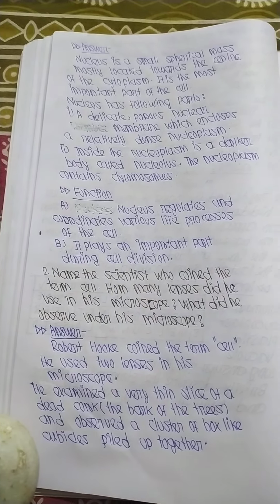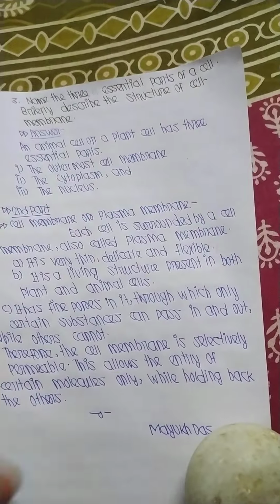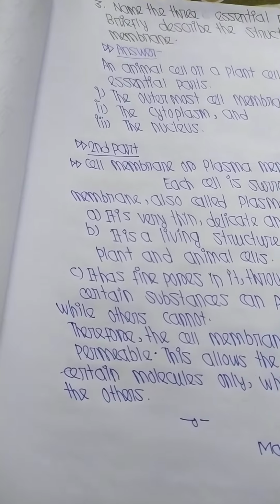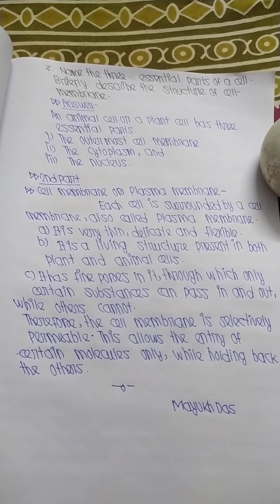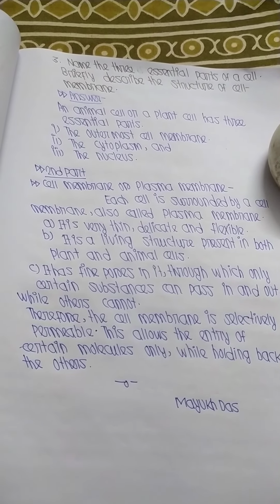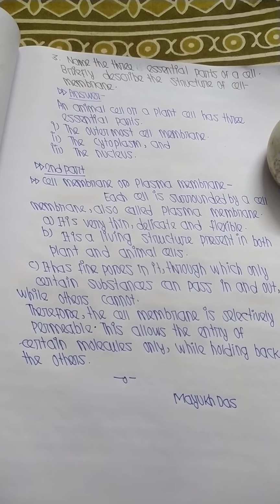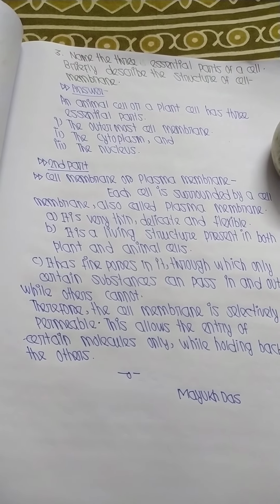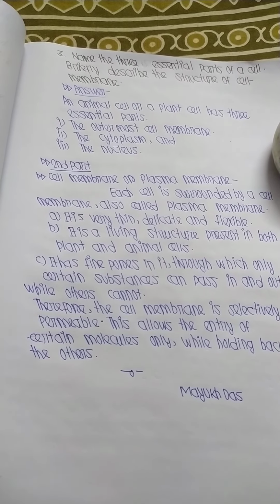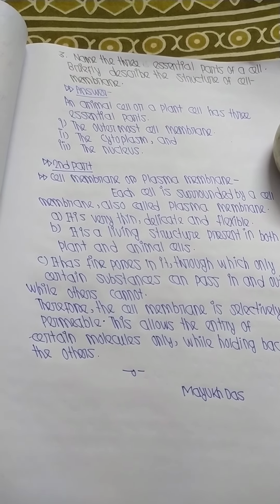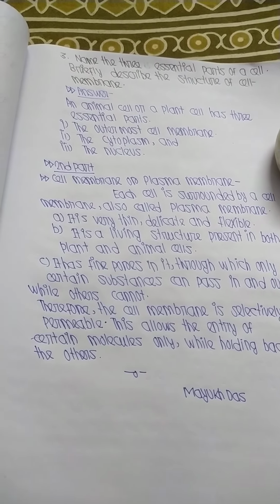Now come to the next page for the last question of this exercise. Number 3, name the 3 essential parts of a cell. Briefly describe the structure of cell membrane. Answer, an animal cell or a plant cell has 3 essential parts. Number 1, the outermost cell membrane. Number 2, the cytoplasm, and number 3, the nucleus.